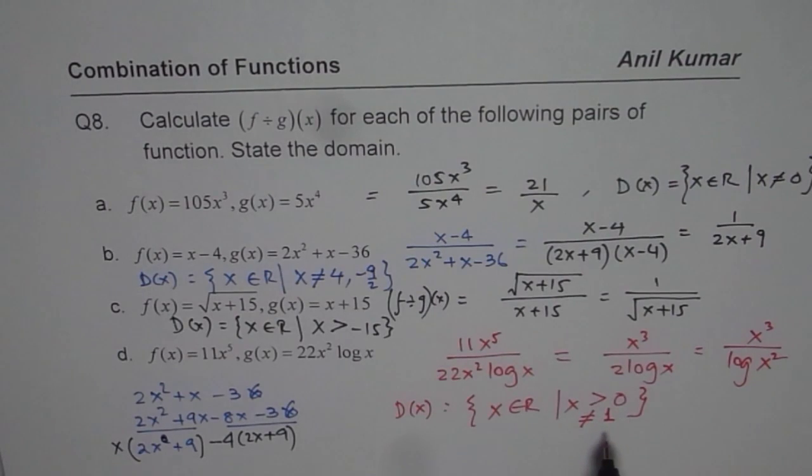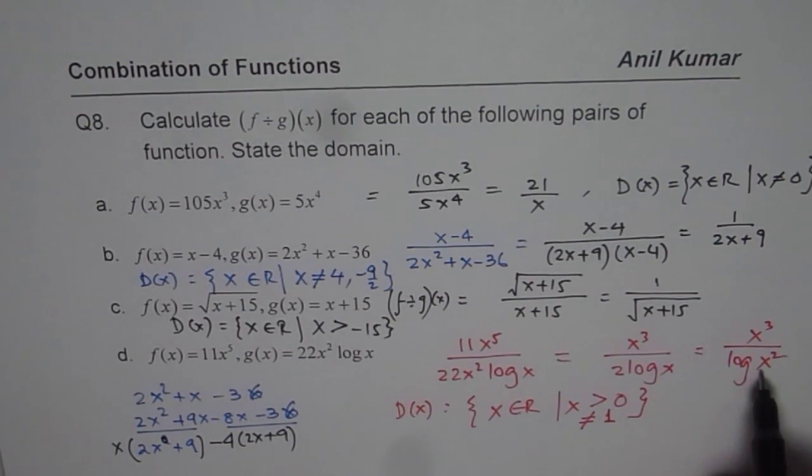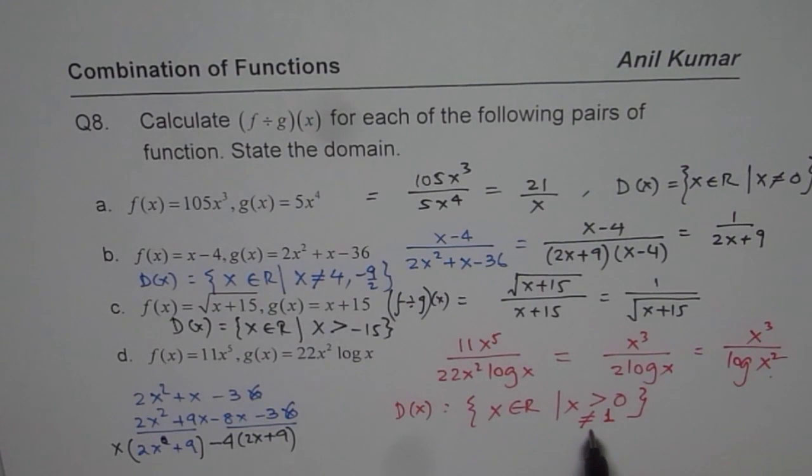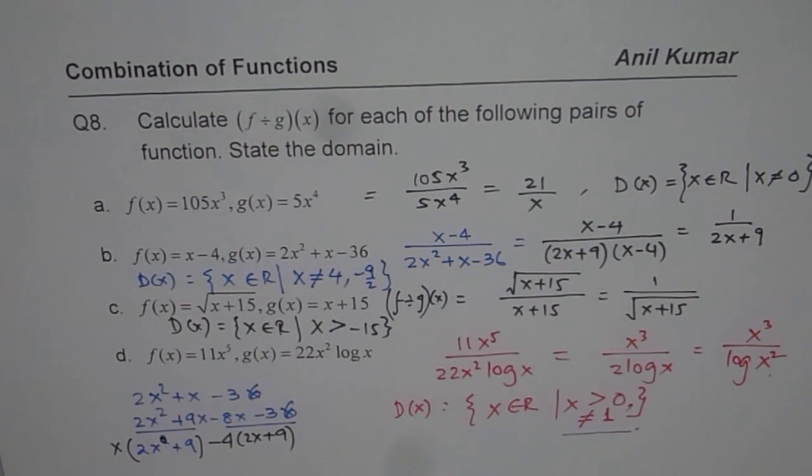I'm sorry I forgot that. So the denominator cannot be 0. Log of 1 is 0, so we have one more restriction, that x has to be greater than 0 and not equal to 1. So this is very critical to understand. I hope you incorporate that in your answer, otherwise you're going to lose marks.